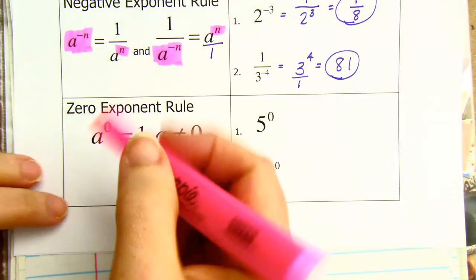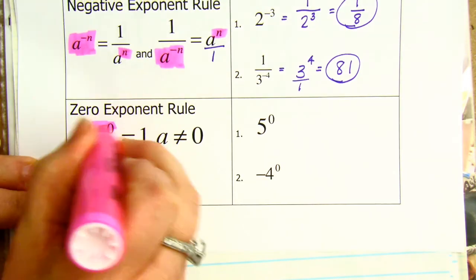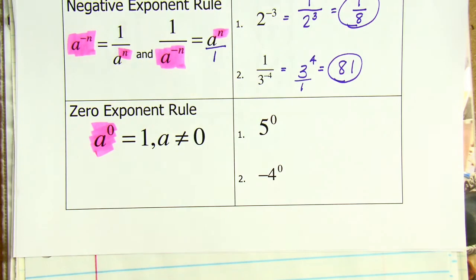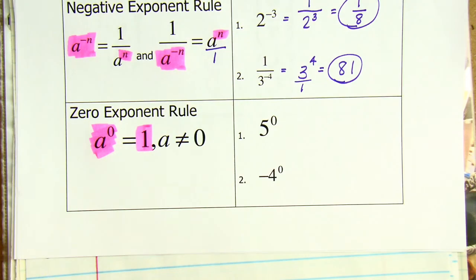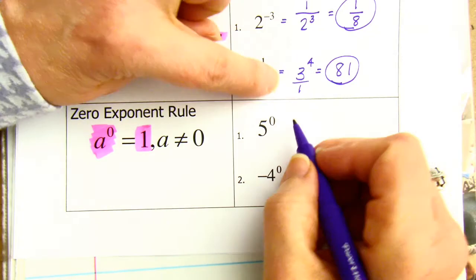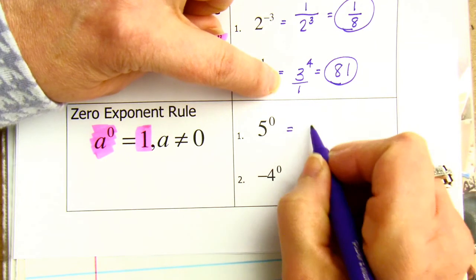Any real non-zero base raised to the power of 0 always equals 1. Doesn't matter how large it is or how small it is. Any real base, except for 0, raised to the 0 power equals 1. So, in our two examples, 5 to the power of 0 is 1.